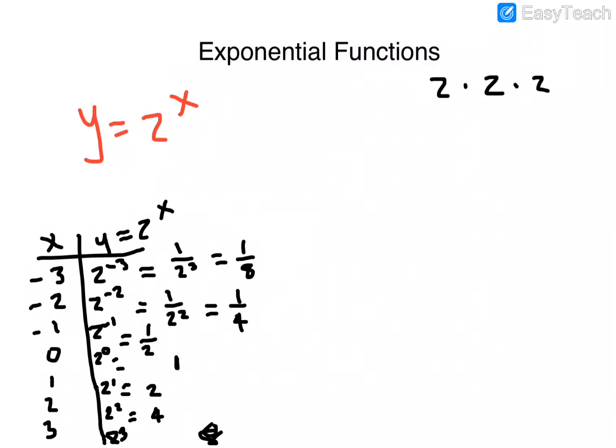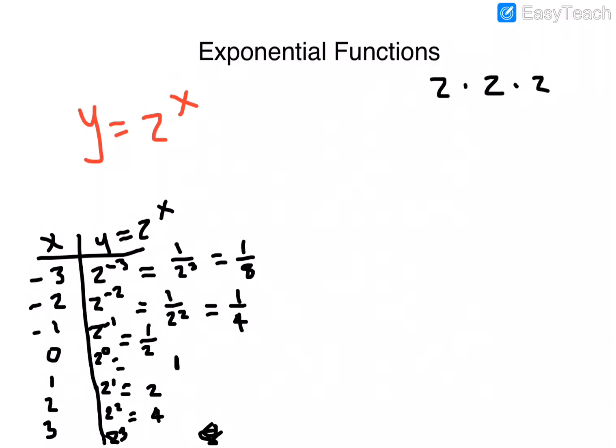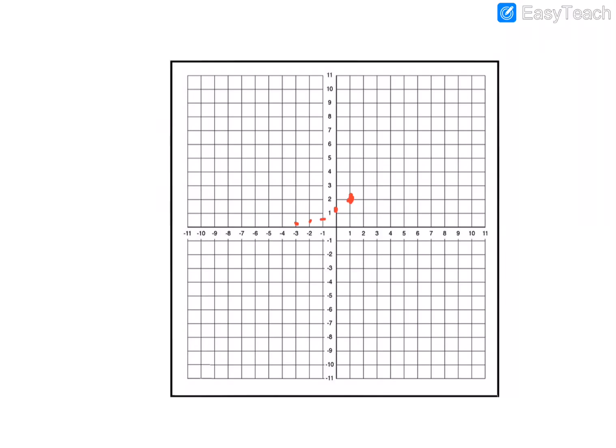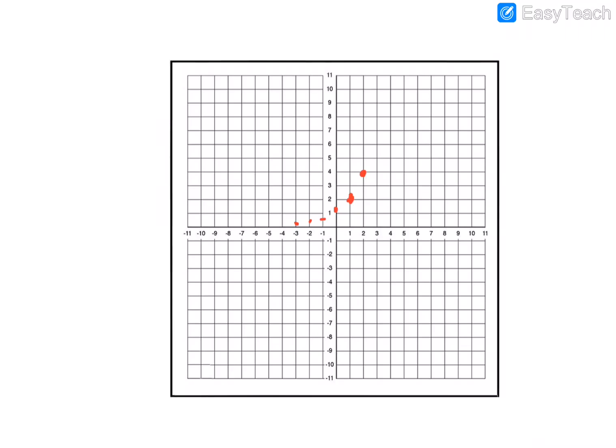When x is 1, it's 2. I should make these dots better. When x is 2, it's 4. And then lastly, when x is 3, y is 8. So if you notice, what's happening here is it starts really low, and then it ends up going high. And if I continued with my table, my numbers and my dots would be somewhere up here.